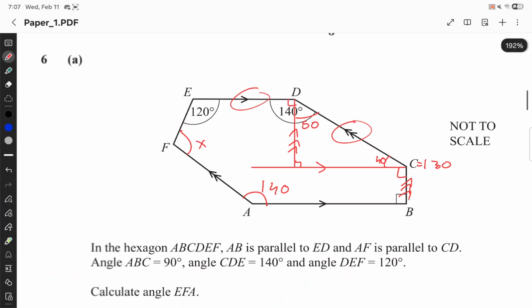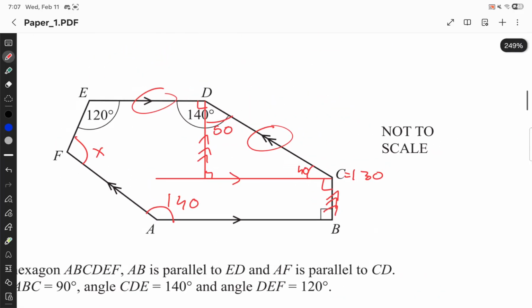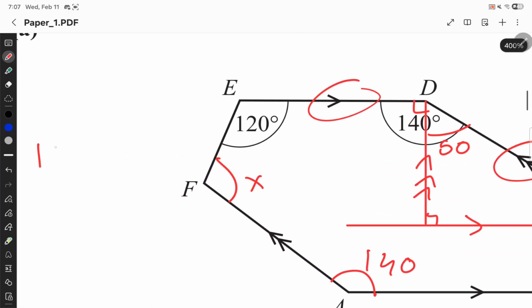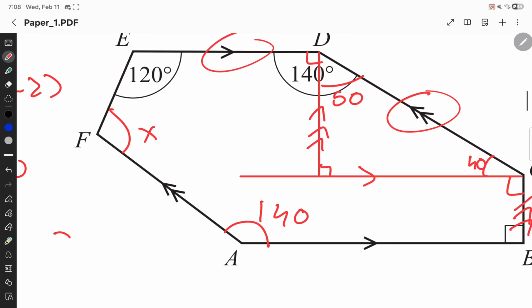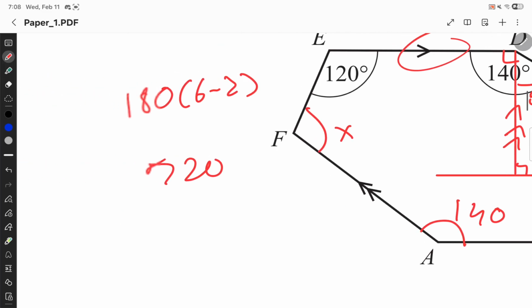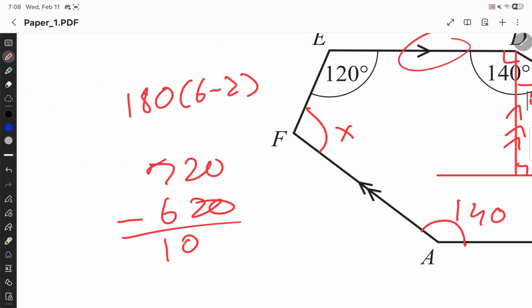Finally we can just use our formula. This is a hexagon, so the total interior angle is 6 minus 2, times 180, which is 720. So this is 210 plus 140 plus 130 plus 90 plus 140, which is equal to 620. 720 minus 620 is equal to 100, which is angle EFA.